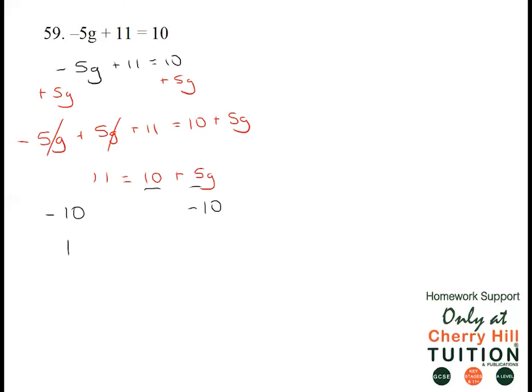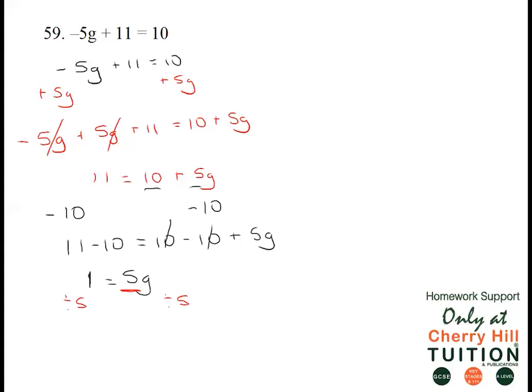This gives us 11 minus 10 is equal to 10 minus 10 plus 5g. On the left-hand side, we have 11 minus 10, which is just 1. And on the right-hand side, we have 10 minus 10, which is 0. So we are just left with 5g. Okay, so now the last step is to get rid of this 5, and we can do this by dividing both sides by 5.